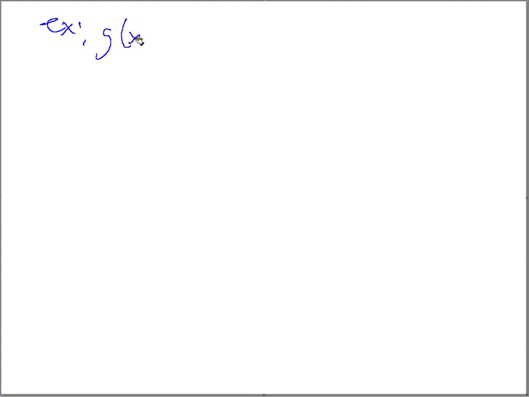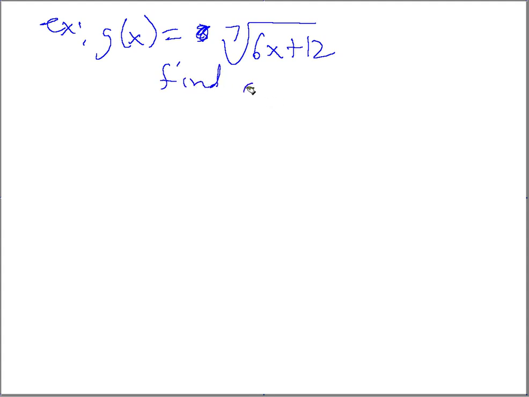Let's say g of x is equal to the cube root. Well, let's make it the 7th root of 6x plus 12. Okay? Again, just find the domain. Do not graph. Just find domain only. But again, this root index is what? Odd this time, so no restrictions on x.